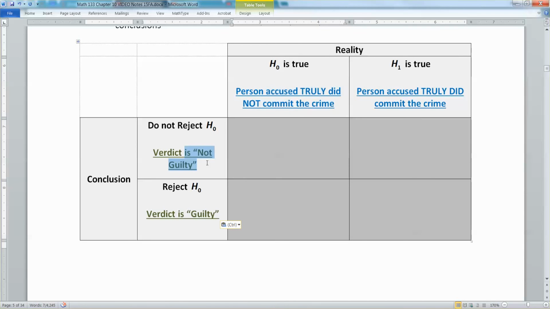And the verdict was not guilty. And that'd be this corner right here. And that'd be a great corner to have, because that's a correct decision. It's making an innocent person go free. Yay, team. All right, now the other correct decision's in the bottom right corner. That's a person that really did the crime and their verdict is guilty.